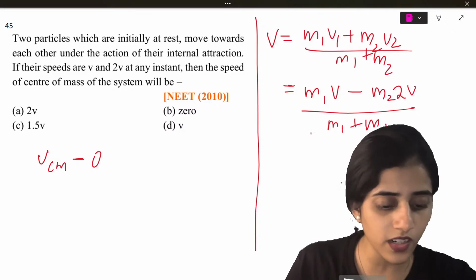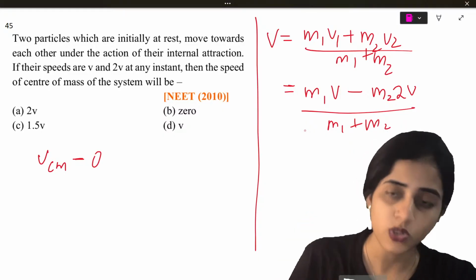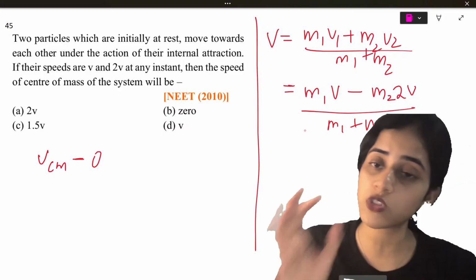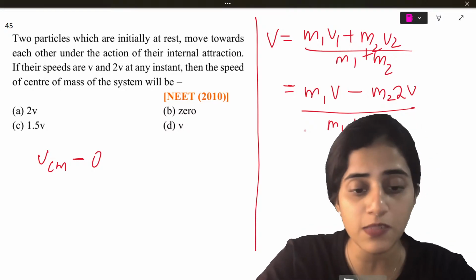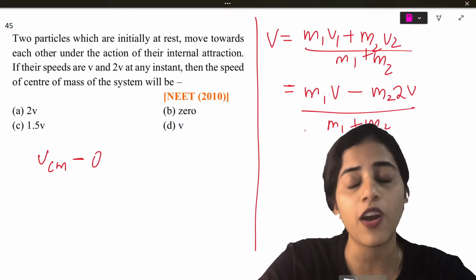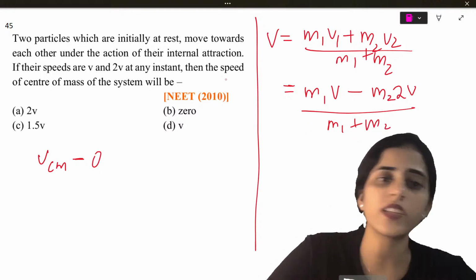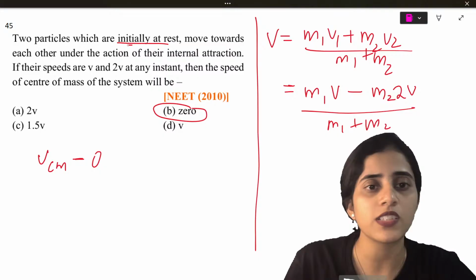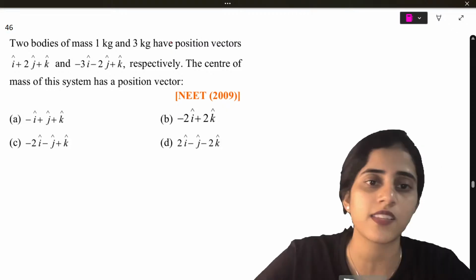See, there are no external forces acting, so the total momentum of the system is going to be conserved. Initially both the particles are at rest, so the center of mass must also be at rest. So velocity of the center of mass will be 0. You can just write that by intuition. Okay, let's move on to the next question.